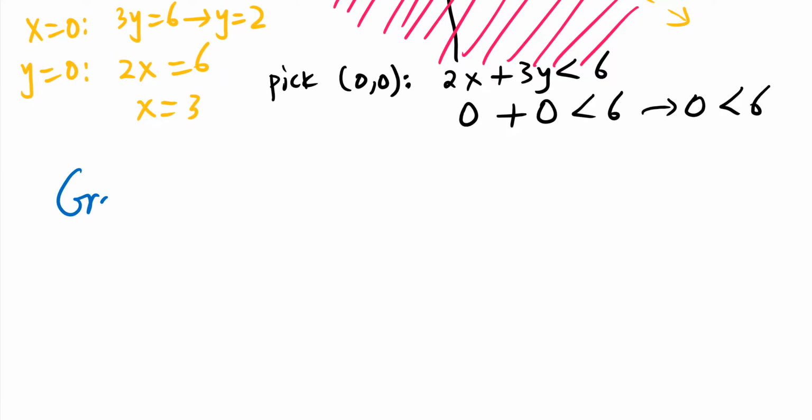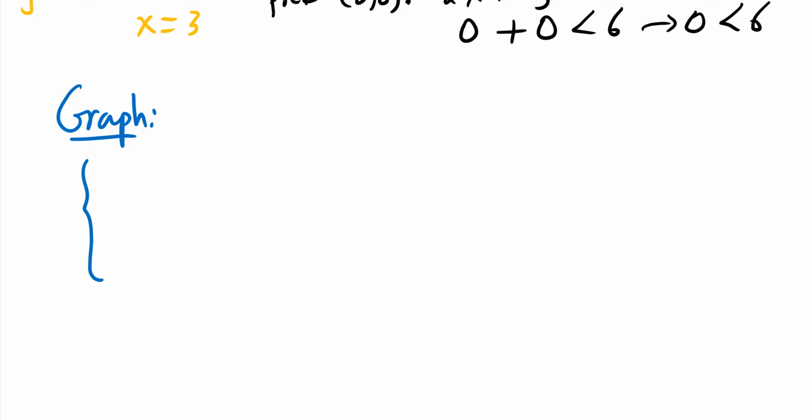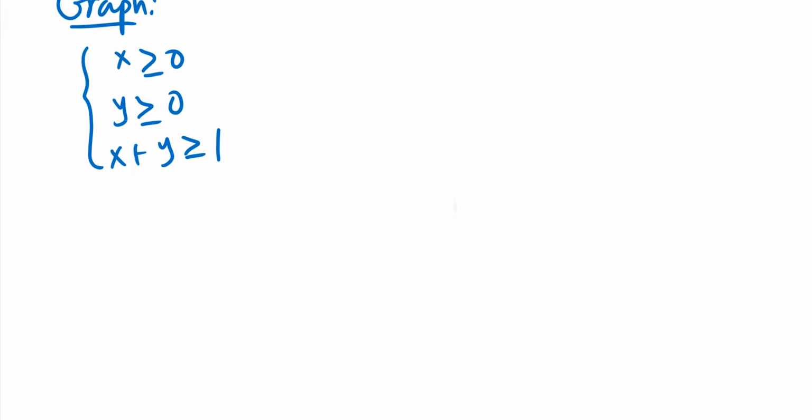So let's say someone asks you to graph or solve, let's take more than two inequalities: x bigger than or equal to 0, y bigger than or equal to 0, x plus y bigger than or equal to 1. So how are we going to graph an inequality system like this?